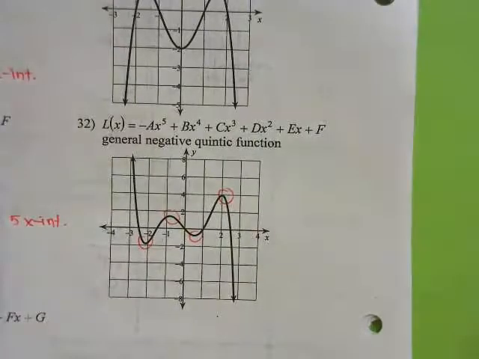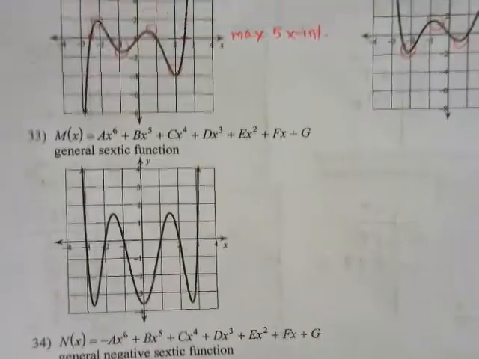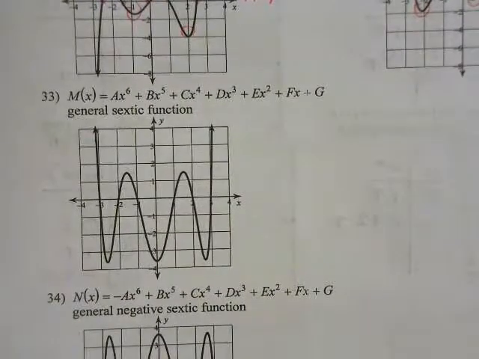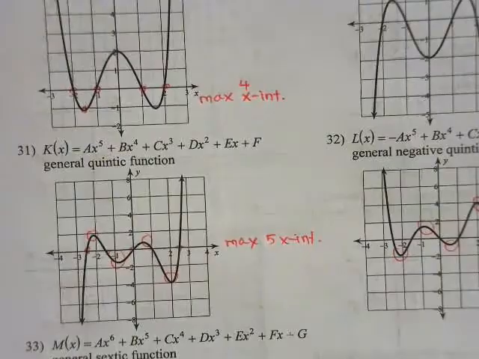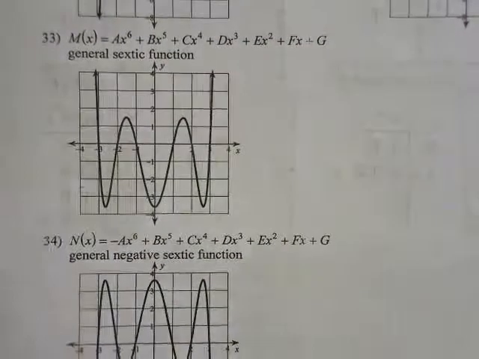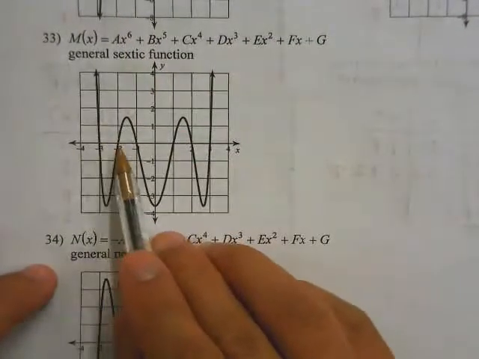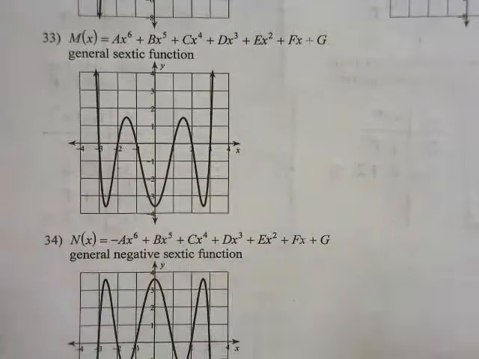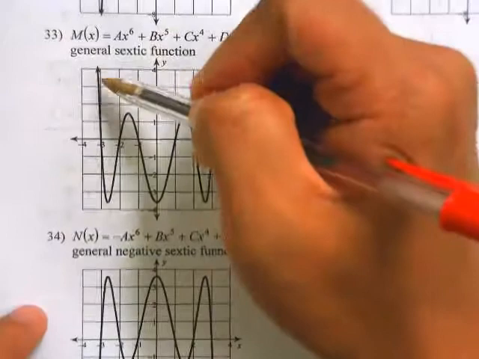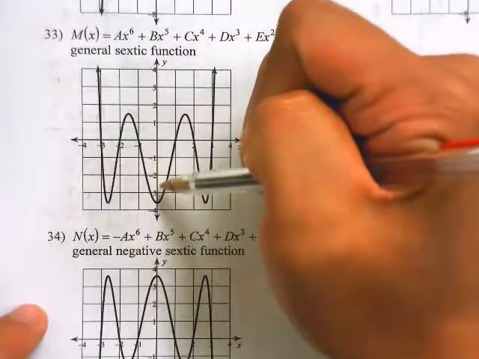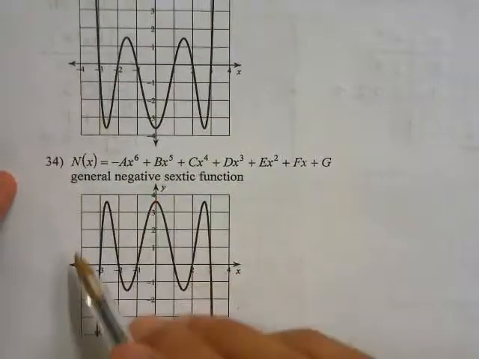Okay, I think you get the pattern now with the general sextic. After a while, the even functions will have the general pattern of the even functions, and the odd number exponents will have a general pattern of the odd numbers. So to the 6th power, 1, 2, 3, 4, 5, 6, max 6 x-intercepts, and it's generally increasing on both ends: decrease, increase, decrease, increase, decrease, increase, like that. And then your negative sextic functions will go the other way.